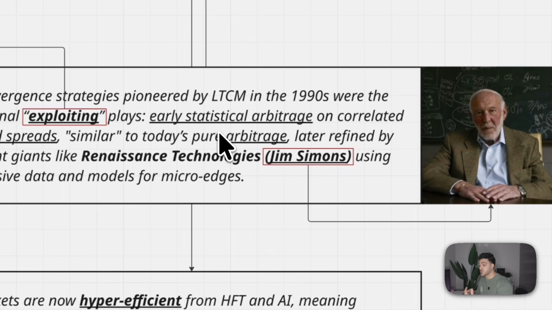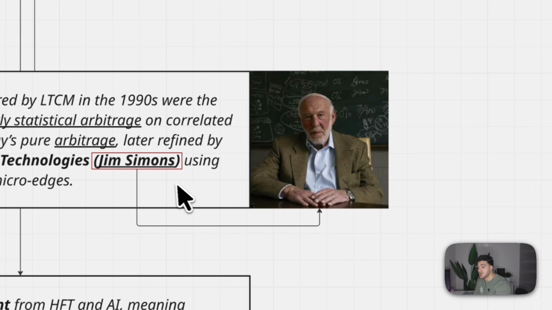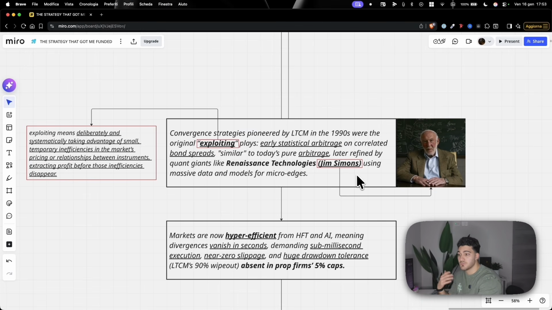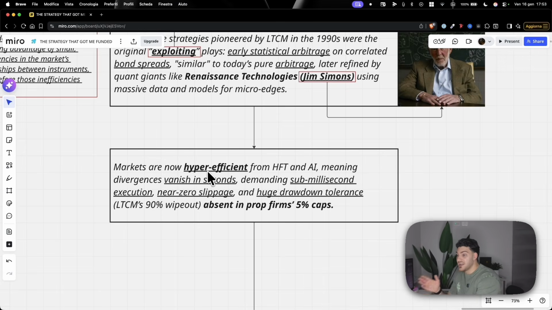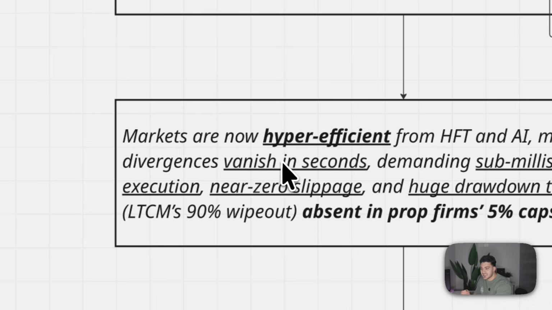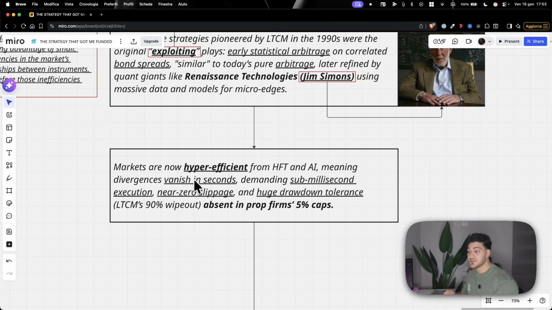In fact, this was then refined by giants like Renaissance Technologies by Jim Simons, this guy here, using massive data and models for micro hedges. Markets now are hyper-efficient from HFT and AI, meaning divergences vanish in seconds, demanding sub-millisecond execution, near-zero slippage and huge drawdown tolerances. Like for example, LTCM had a drawdown of 90%. And this, of course, is something that is absent in prop firms' 5% or 10% max drawdown cap, so we need to find something else.